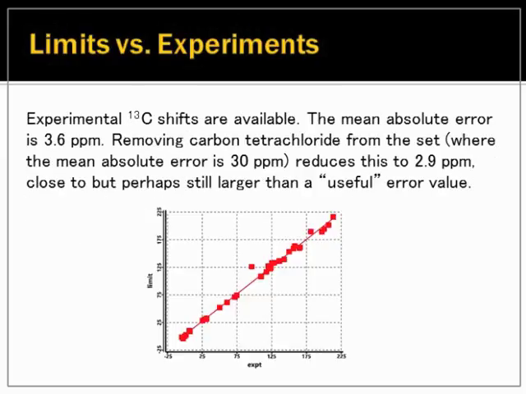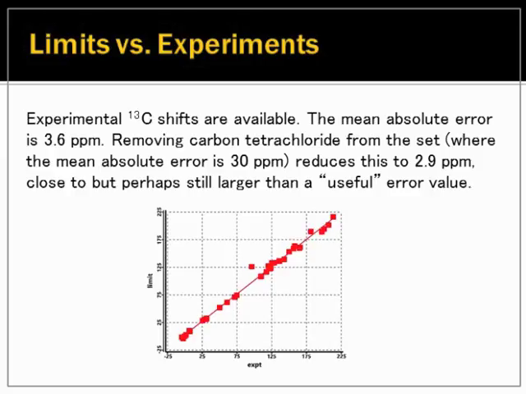There is a set of maybe 50 molecules, I don't know how many points there are, and these are experimental chemical shifts. These are all pretty small molecules, so some of the experimental data are strange with regard to how you do a gas in an NMR. And you can see there's a fairly good correlation. There's one glaring exception. It's carbon tetrachloride. I have no idea why it's an exception.